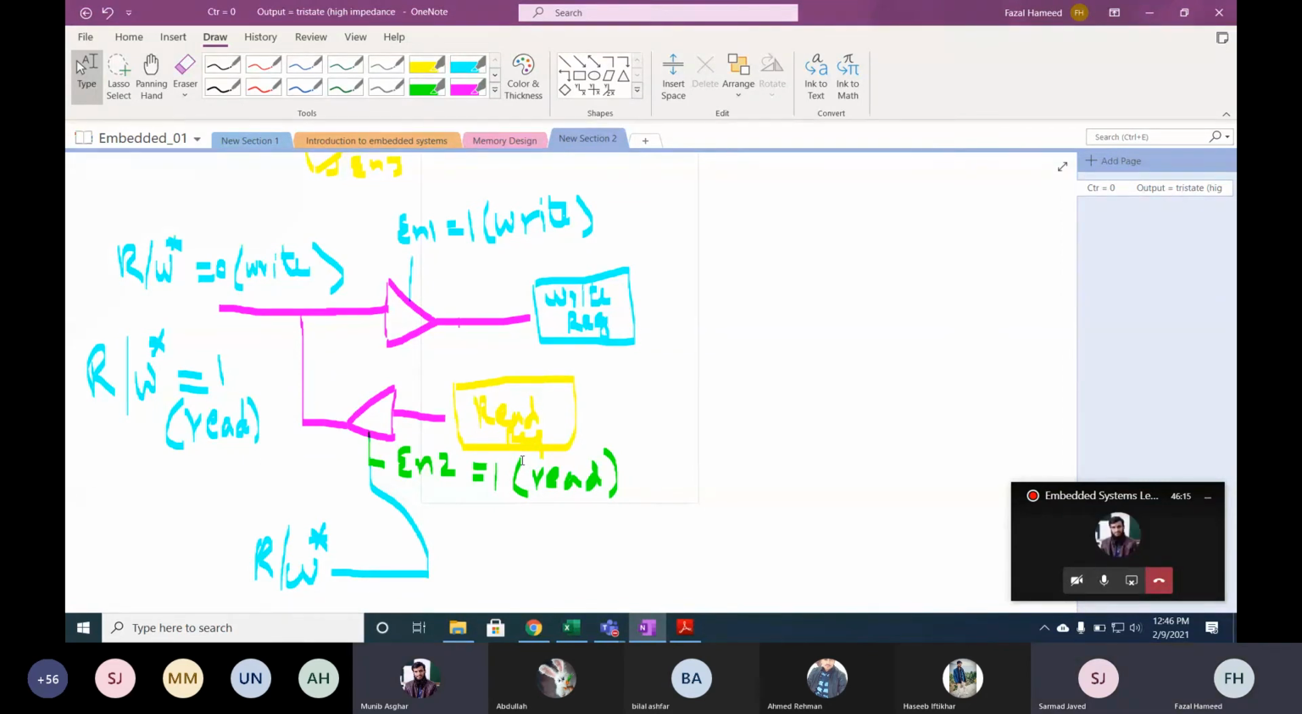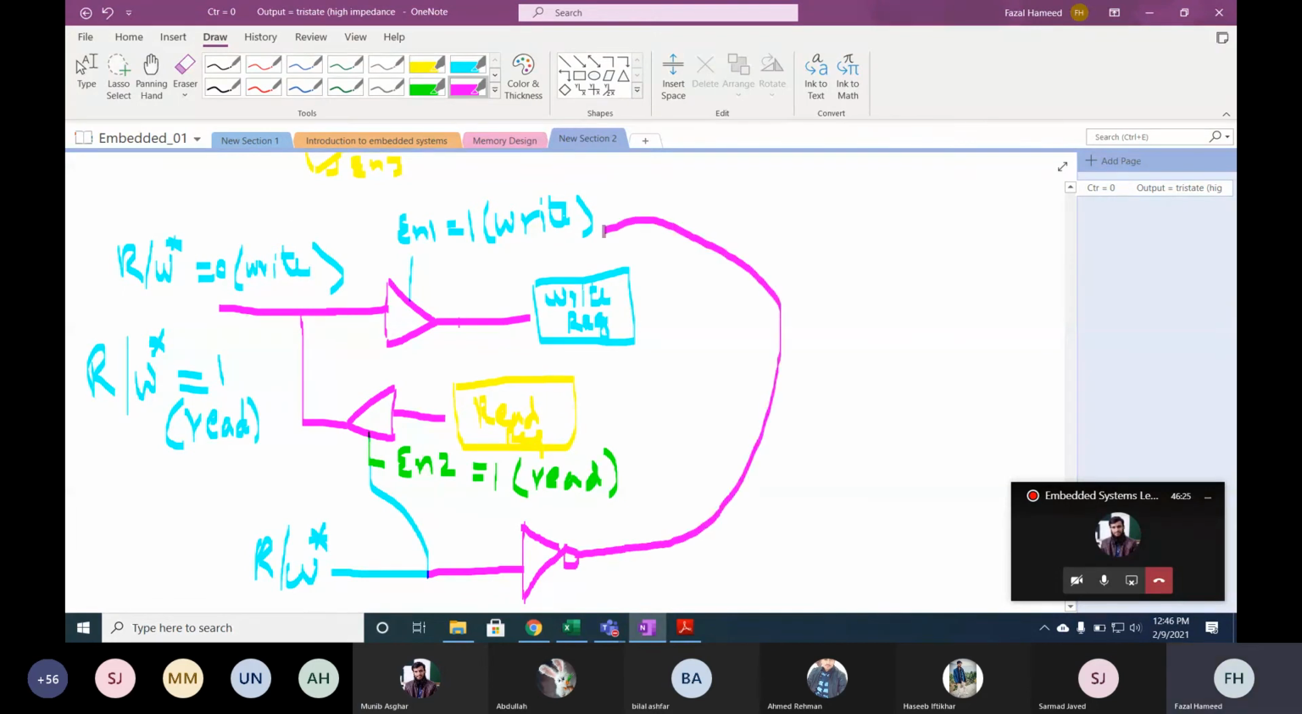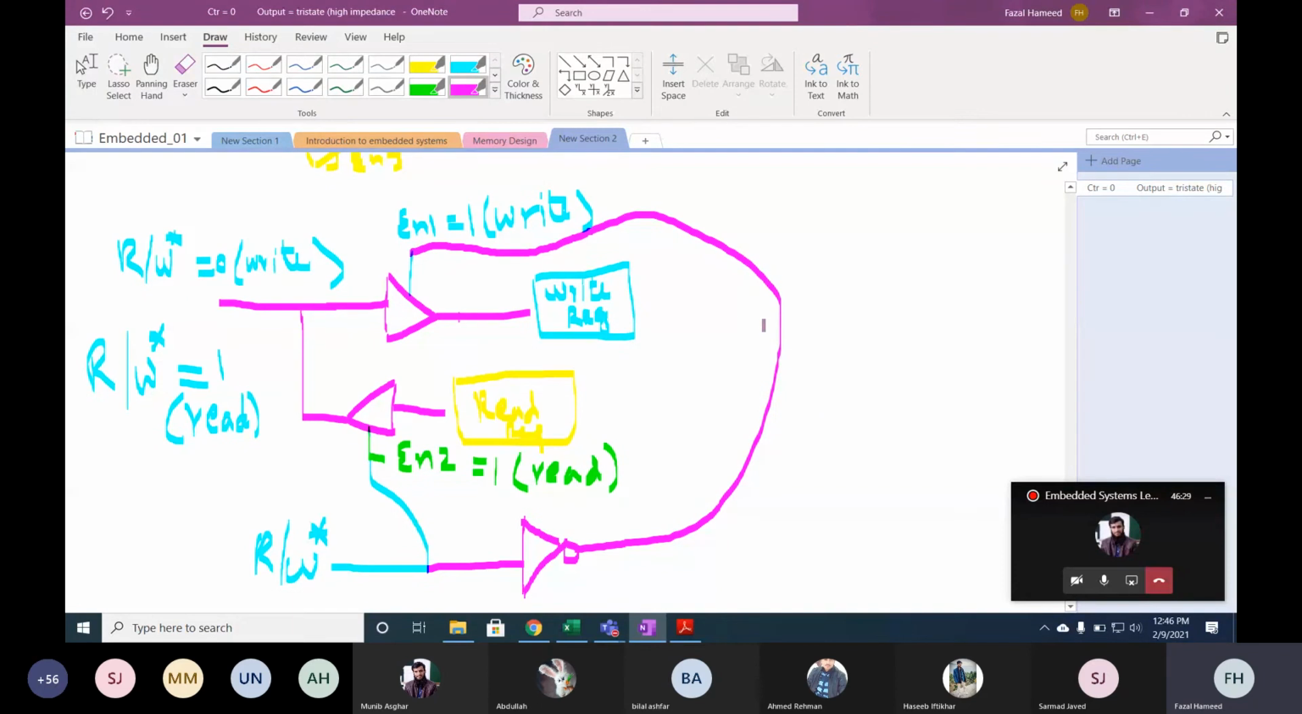If we connect an inverter here, and connect this inverter to enable 1, now there are two possibilities. When read write bar is 1, enable 2 will be 1 and it will read the data. When read write bar is 0, enable 2 will be 0, but enable 1 will be 1, and then we can perform a write operation. Did you understand?